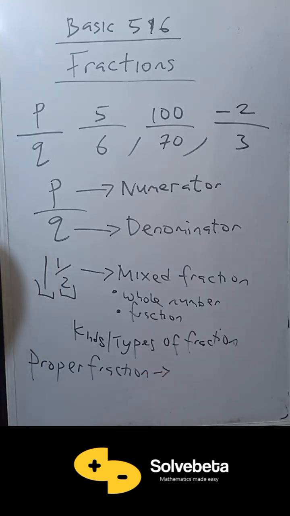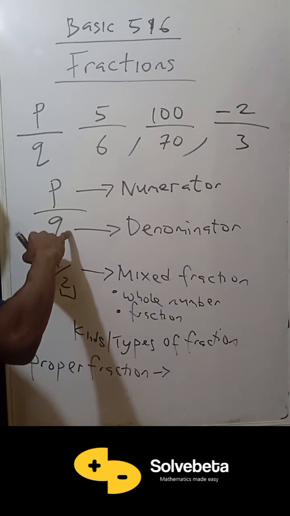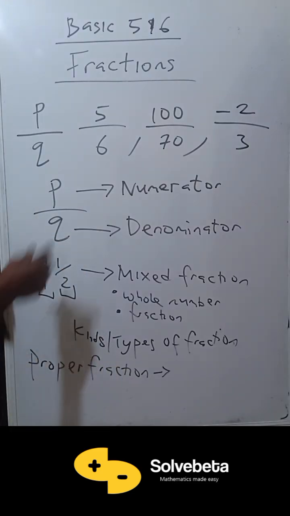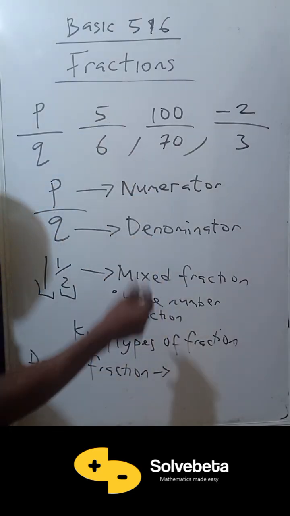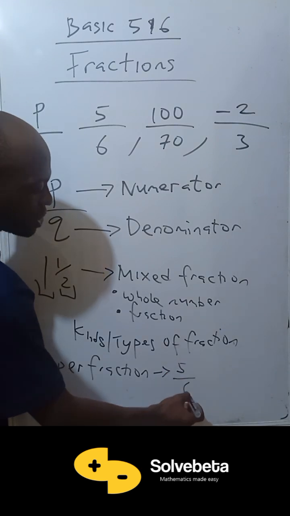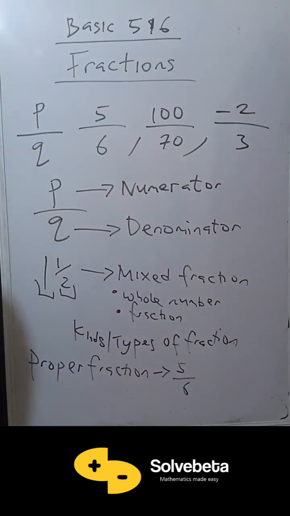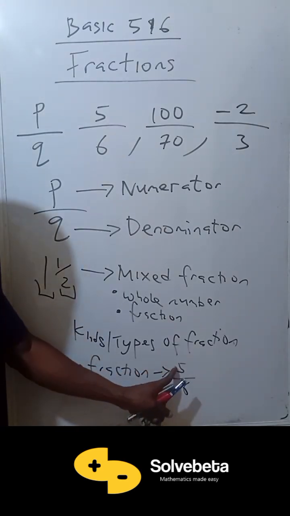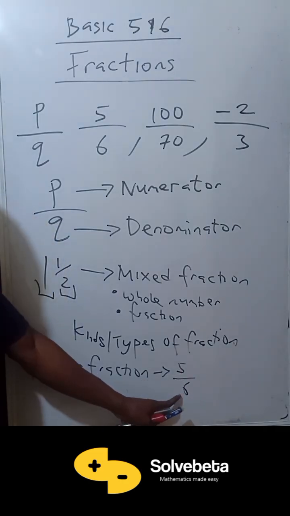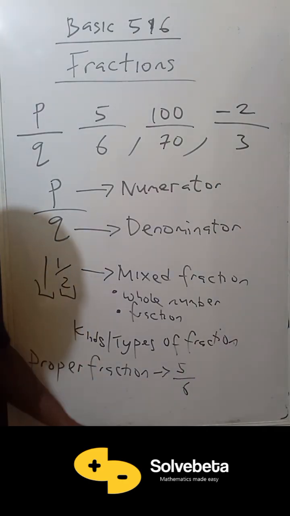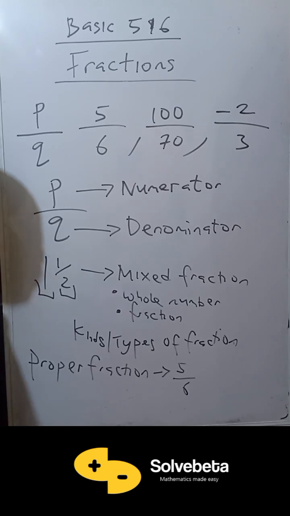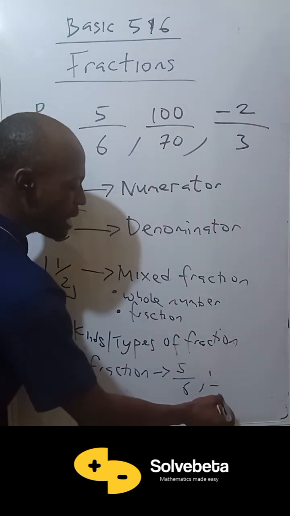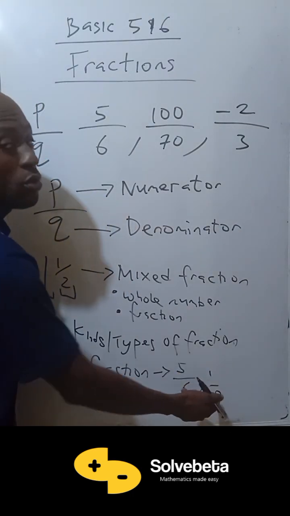Now, what is a proper fraction? A proper fraction is such that the numerator is less than the denominator, the number above is less than the number below. 5 over 6 is a proper fraction. The number above, 5, is smaller than the number below, 6. Think of a proper fraction. You can tell me 1 over 9. 1 is less than 9, so this is a proper fraction.